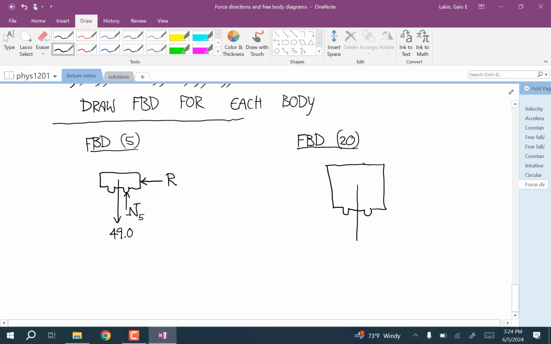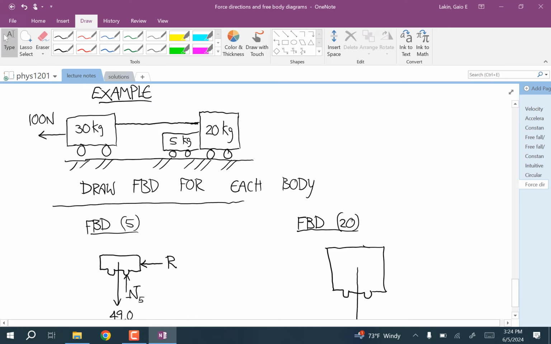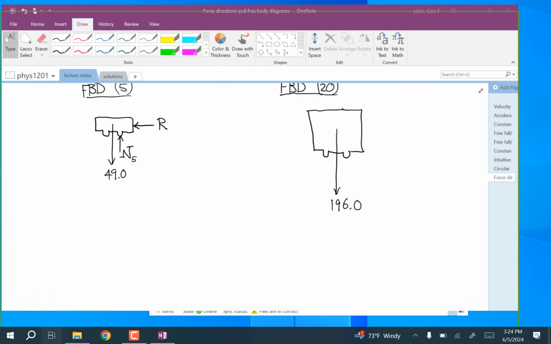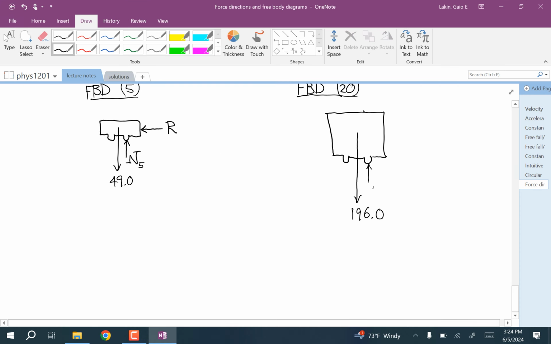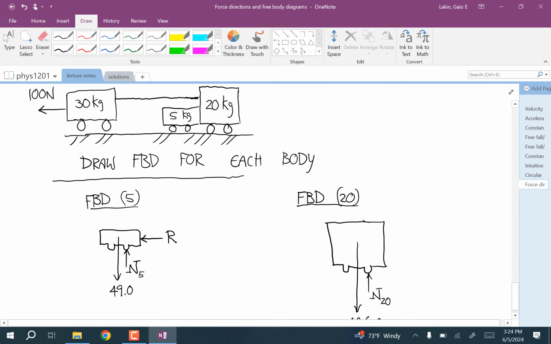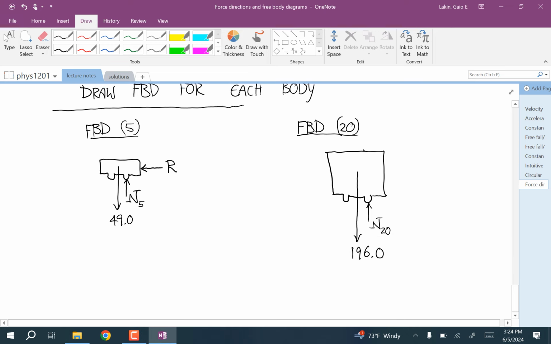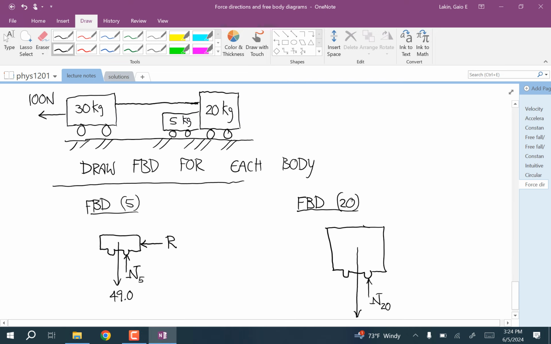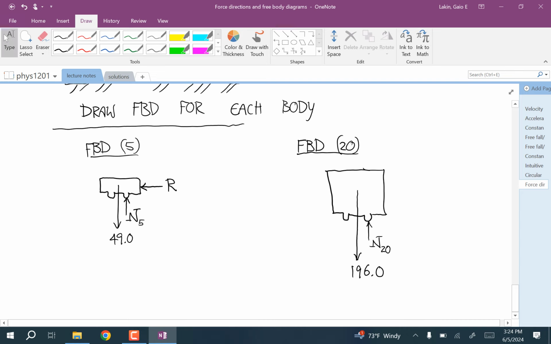There's a weight force down of 20 times 9.8. So that's 196.0. There's a pushing force from the ground. I'll call that N20. And the only other, nope, there's 2 more places actually where there's contact. The 5 is pushing on the 20. And so that is a pushing force perpendicular to that surface toward the body.